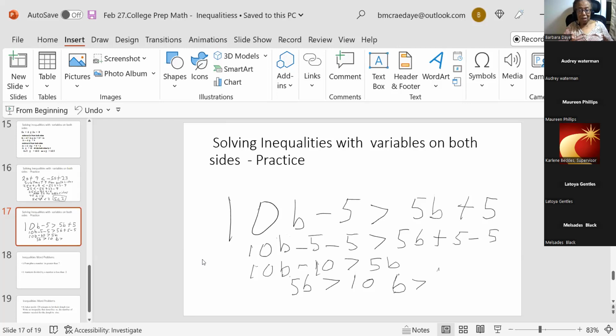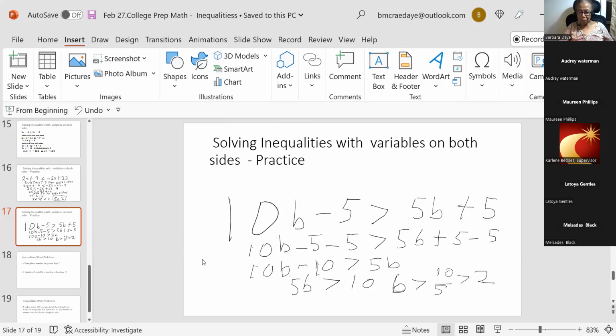No. 10 over 5? I was gonna give the answer. So what's the answer? B is greater than 10 divided by 5. What is it? 2. Yeah, 5b greater than 10. You divide both sides by 5, and you get b is greater than 2. That would be your answer. B greater than 2.